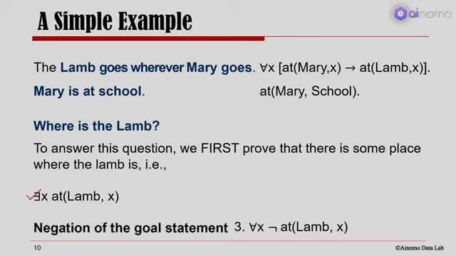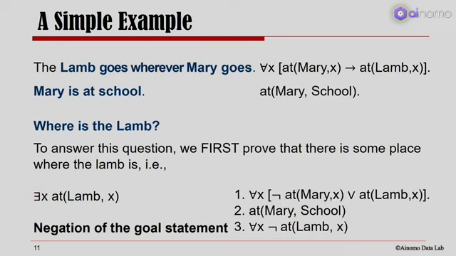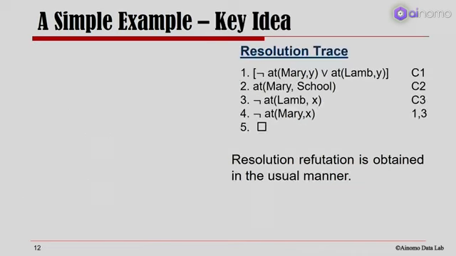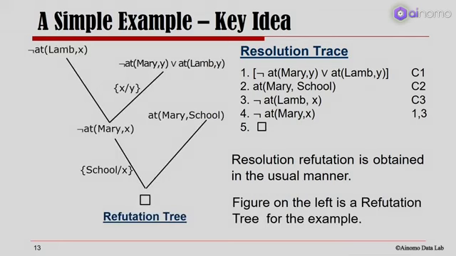We take the negation of the goal statement and also we convert the two facts given to us. So the implication is left out and I have this already in a clausal normal form. So I have these three clauses. Here is the resolution trace of this problem. So the resolution refutation is obtained in the usual manner. The figure on the left is the refutation tree.